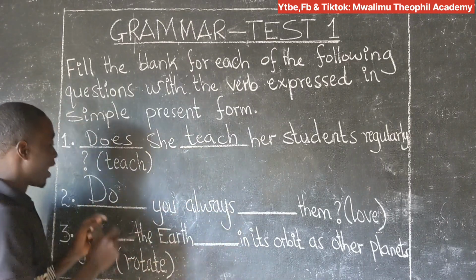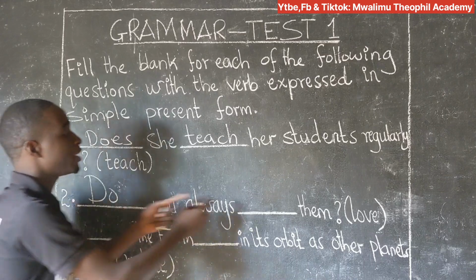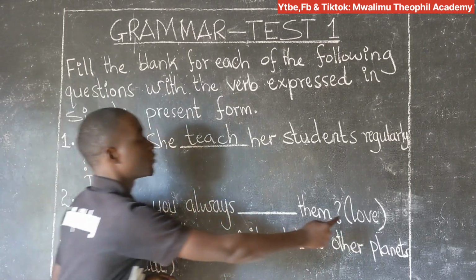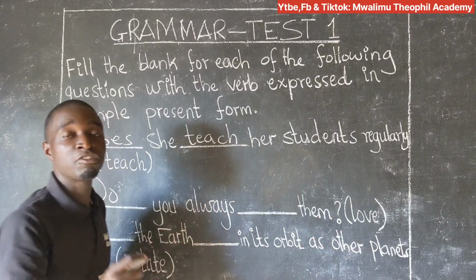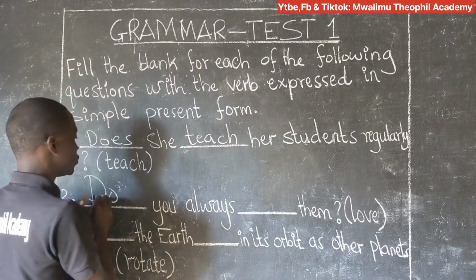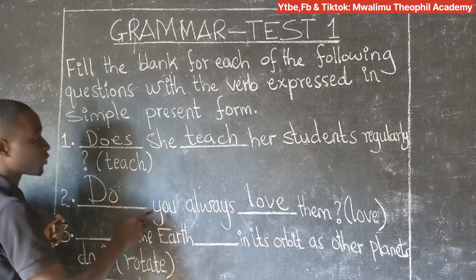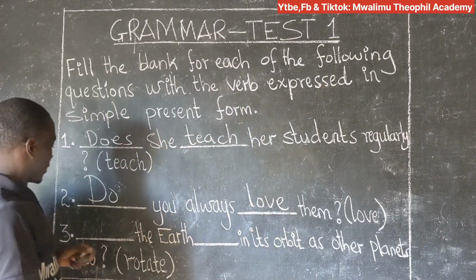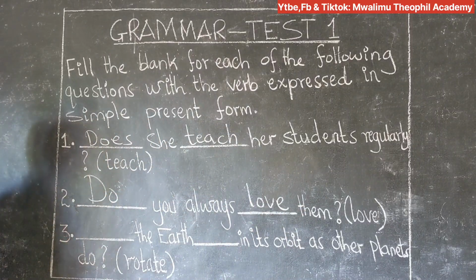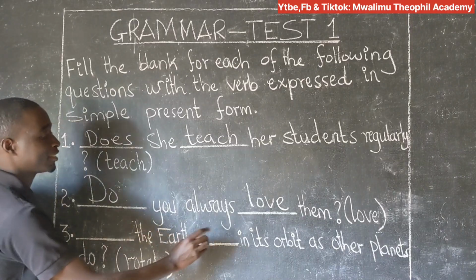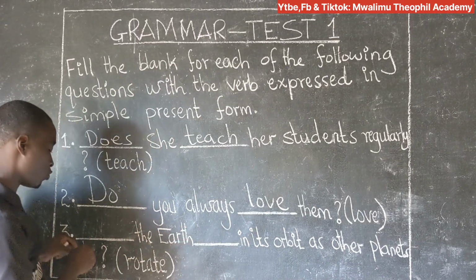And I have said that after starting with do or does, the main verb remains in infinitive form. So, the verb to love remains as it is. Do you always love them? Let's go to question 3. You may find that it is: dash the earth dash in its orbit as other planets do.